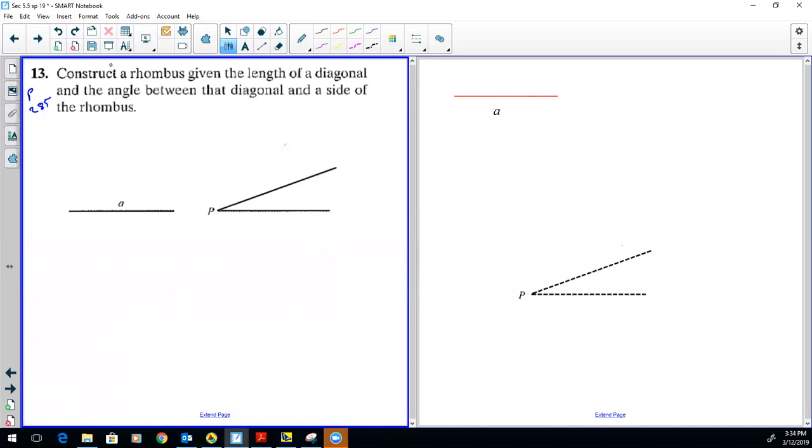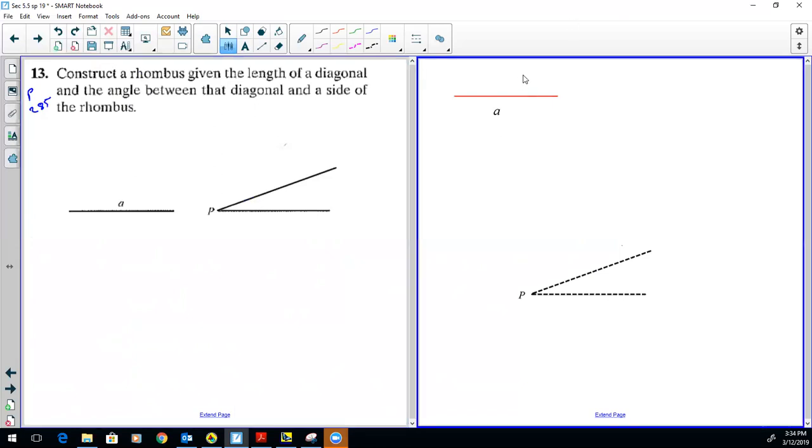What I've done over here in the right-hand frame is I have recopied the line segment A, the same length, and the angle P. And let's make this sort of assumption here. Let's put the diagonal on the slanted line, and let's put the side of the rhombus on the horizontal line.